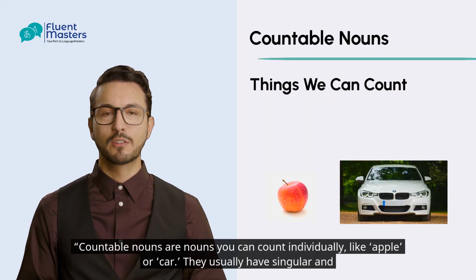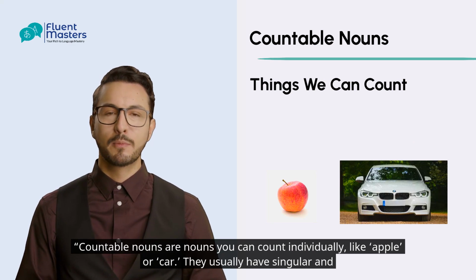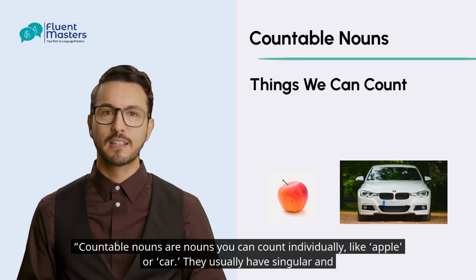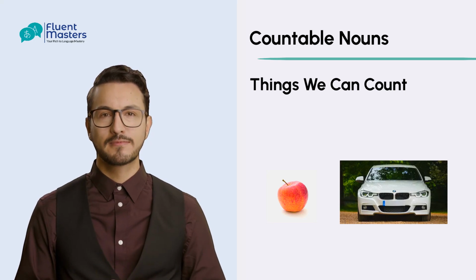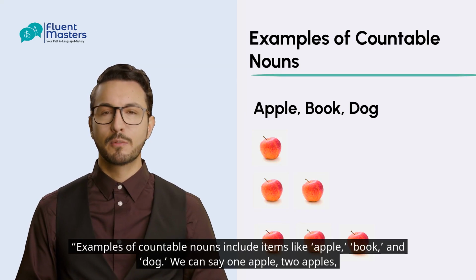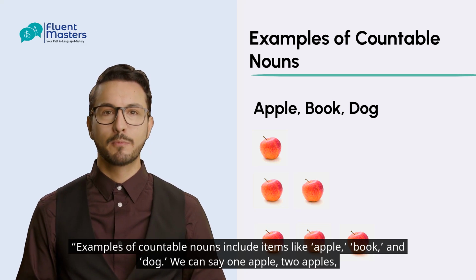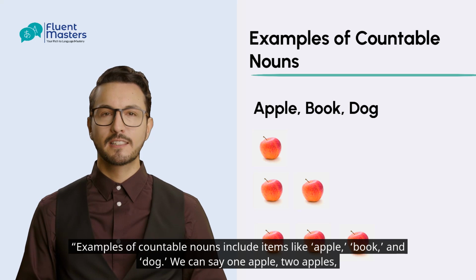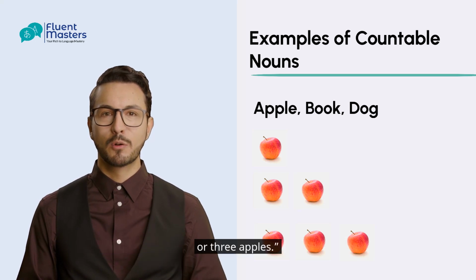Countable nouns are nouns you can count individually, like apple or car. They usually have singular and plural forms. Examples of countable nouns include items like apple, book, and dog. We can say 1 apple, 2 apples, or 3 apples.